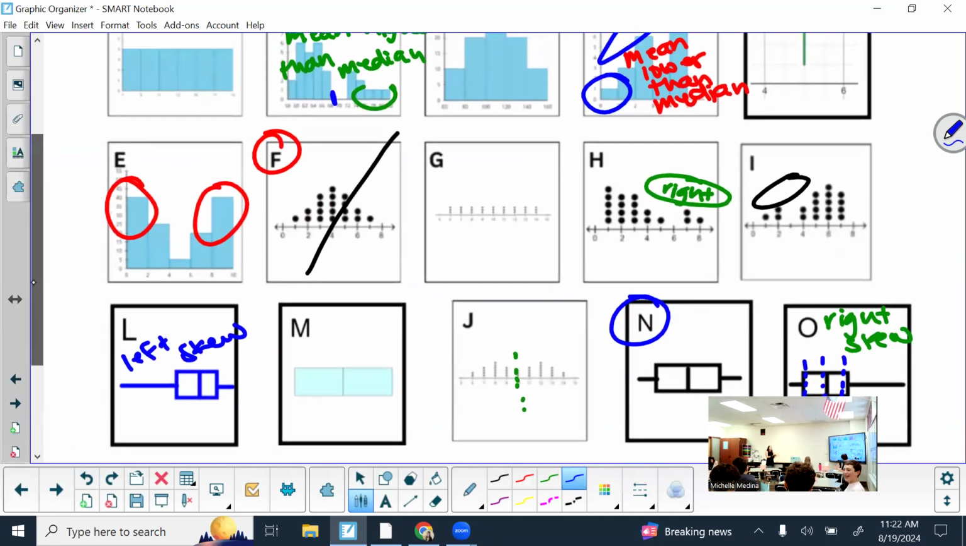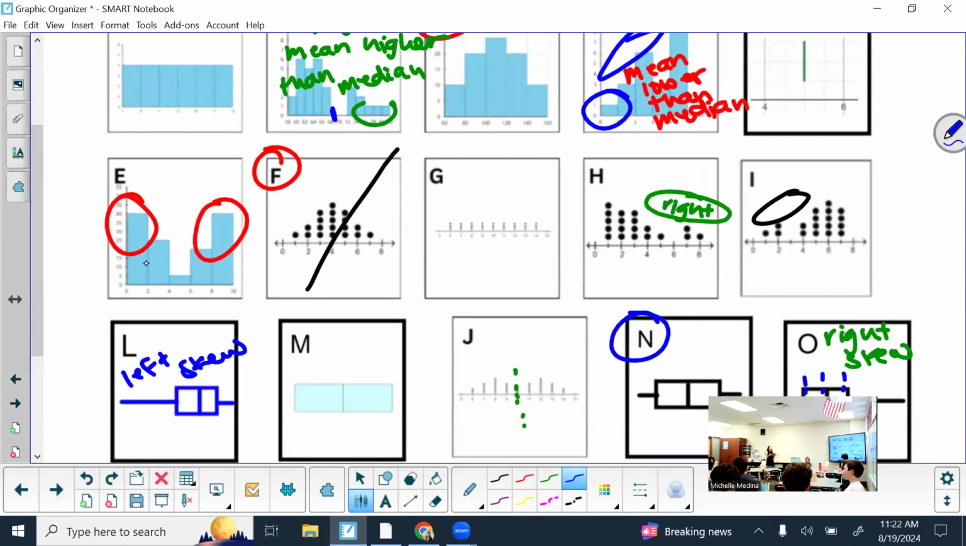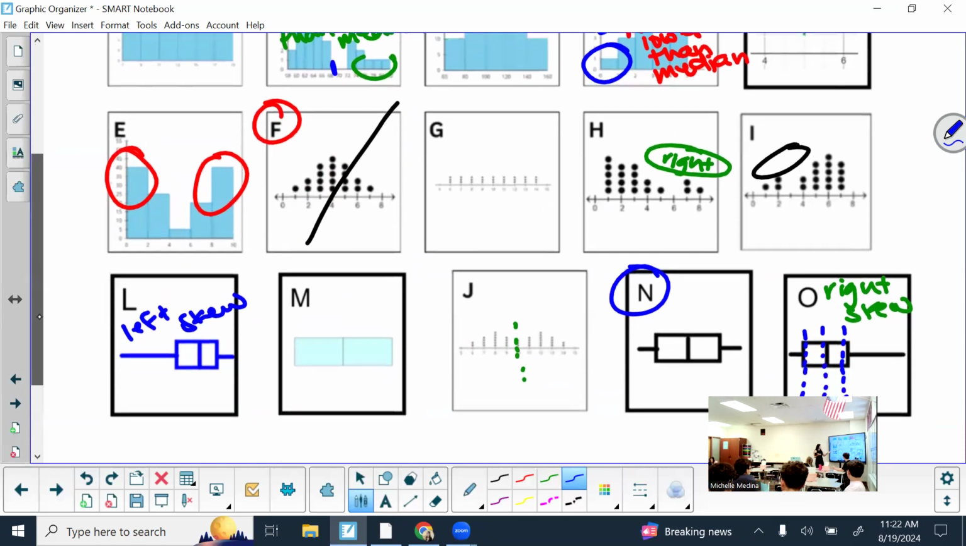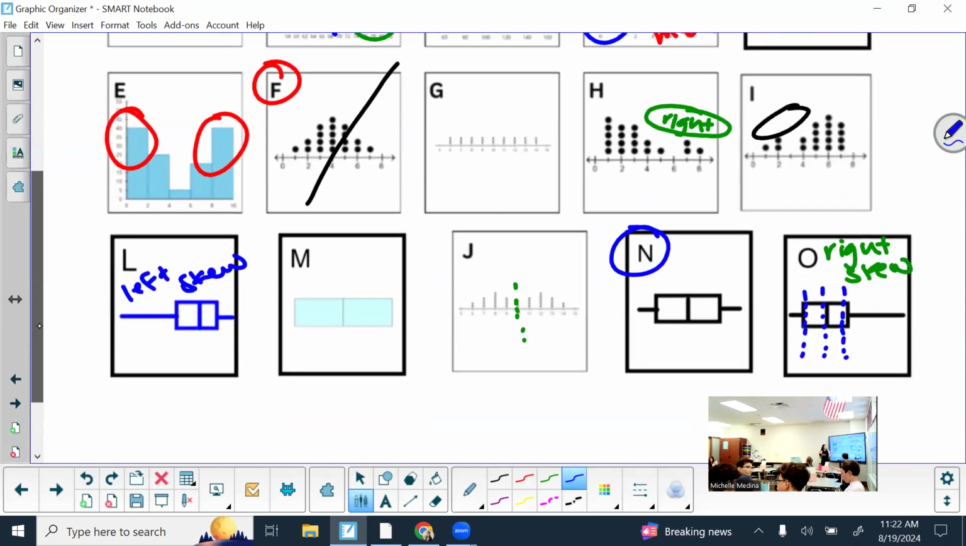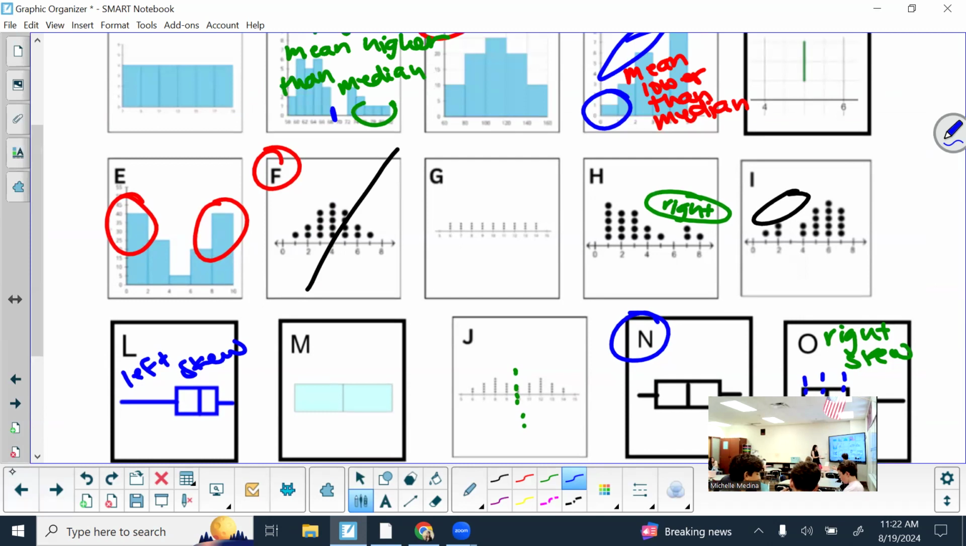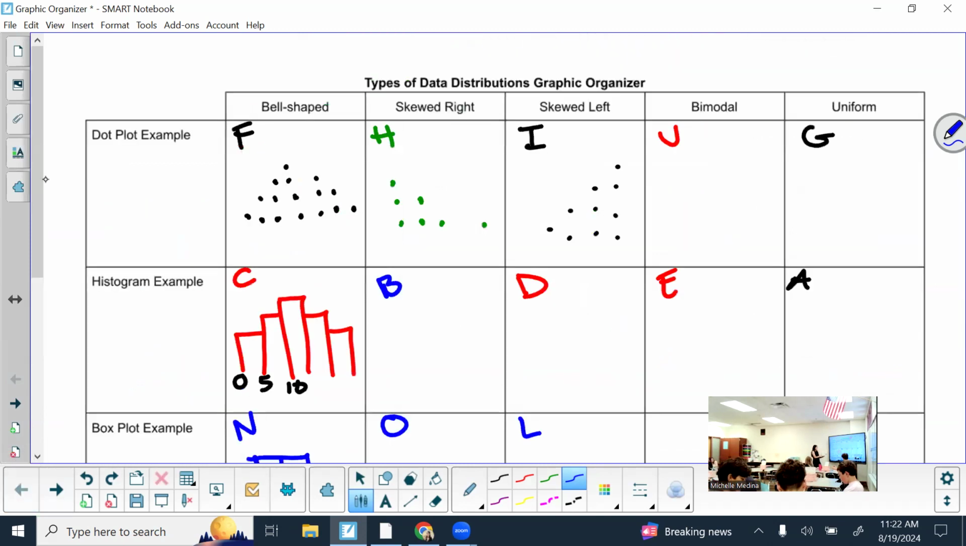Let's see, Gavin. Which box plot would be our bimodal box plot? So what I did, aside from just Googling bimodal box plot example, I found a bimodal piece of data, typed that into Desmos, and it did make a box plot that looked like this. Where I guess the minimum and maximum match the quartiles. So this one is our bimodal. So I'll put that over here.